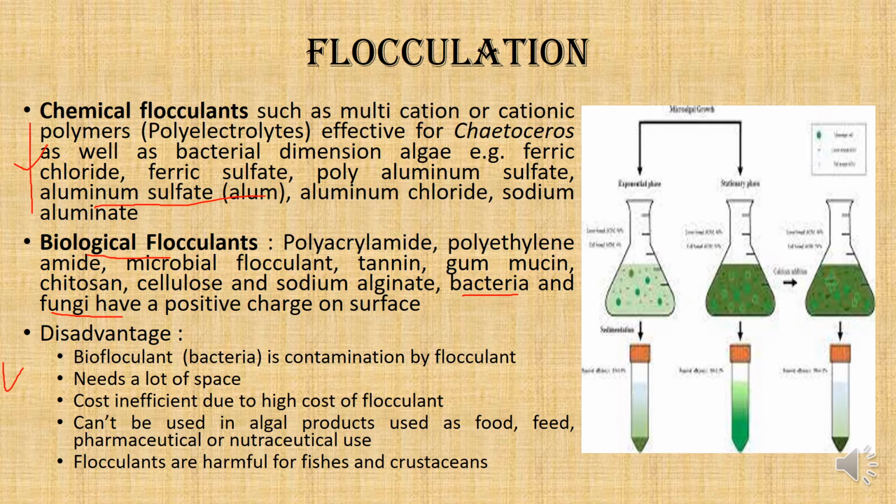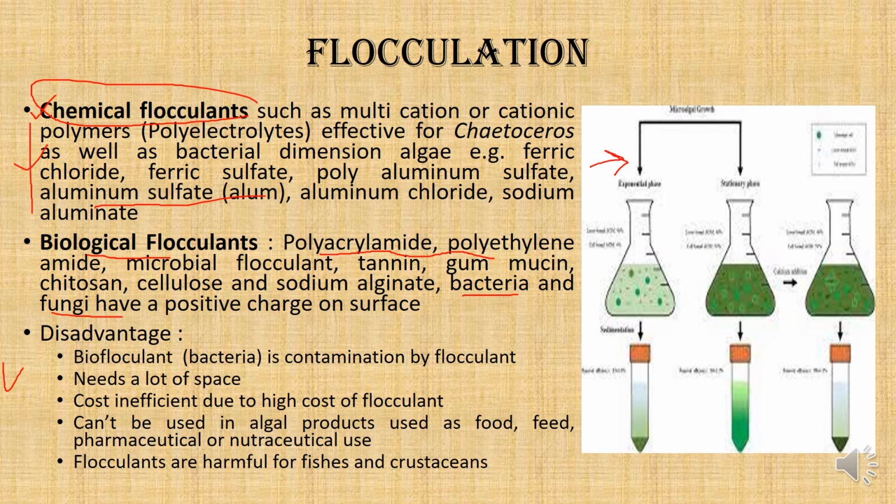But if we are using the algae for food purpose or feed purpose or nutraceutical, we can use these types of polyacrylamide, polyethylene, and then there will be no problem of microbial contamination. But if we are using the algae for algal biofuel, then we can easily use these chemical flocculants. So this is the process how flocculation occurs, and I have discussed in the earlier slide how it occurs.